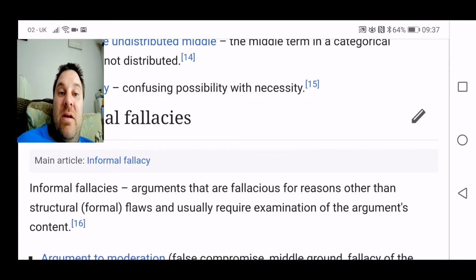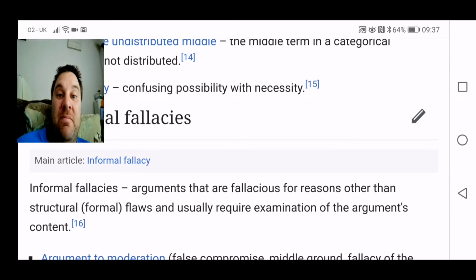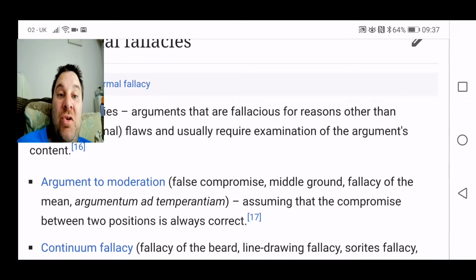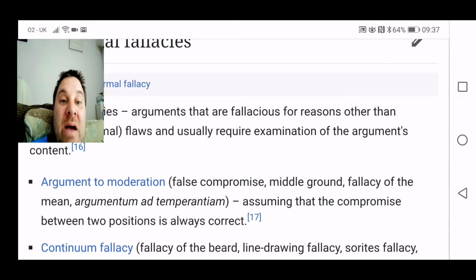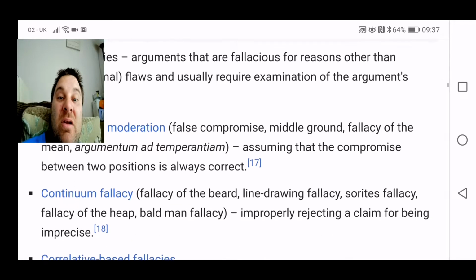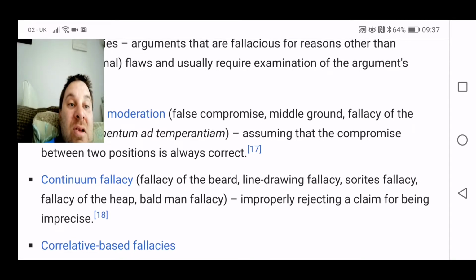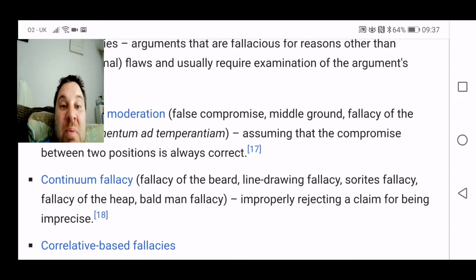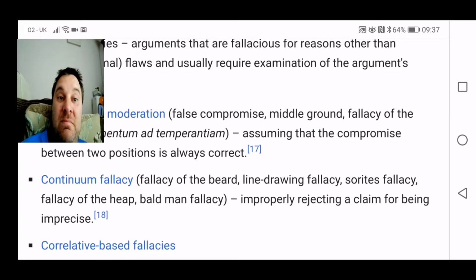Informal fallacies: arguments that are fallacious for reasons other than structural, formal flaws, and usually require examination of the argument's content. Argument to moderation, false compromise, middle ground, fallacy of the mean, argumentum ad temperantiam: assuming that the compromise between two positions is always correct. Continuum fallacy, fallacy of the beard, line drawing fallacy. Sorites fallacy, fallacy of the heap, bald man fallacy: improperly rejecting a claim for being imprecise.